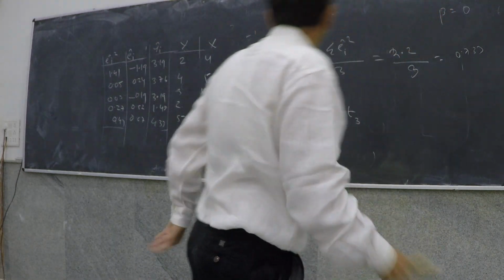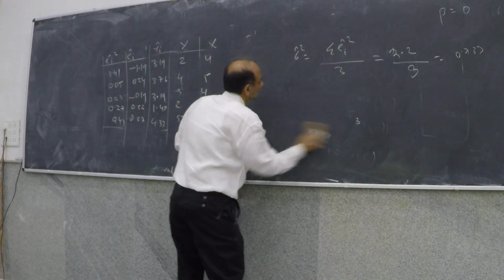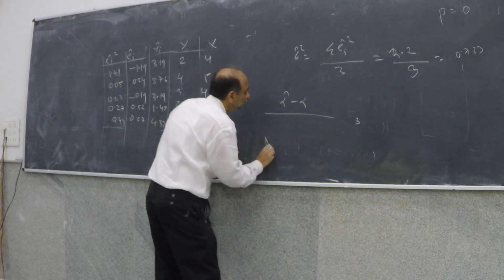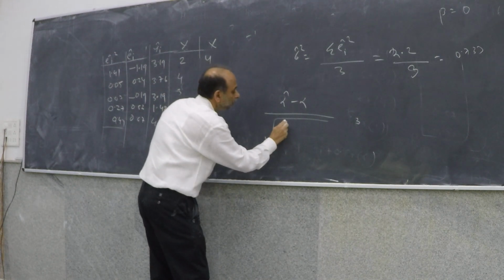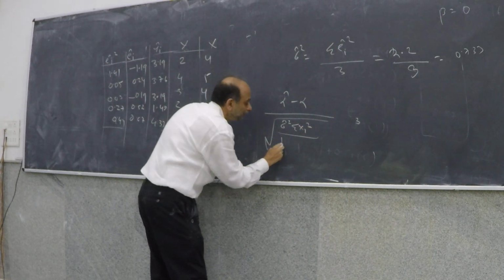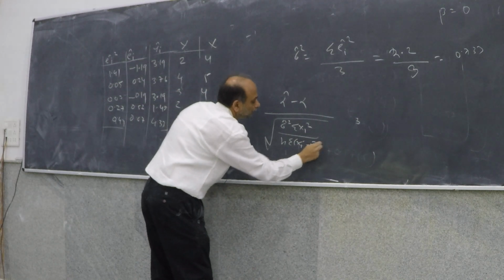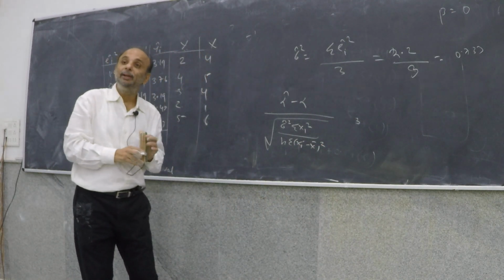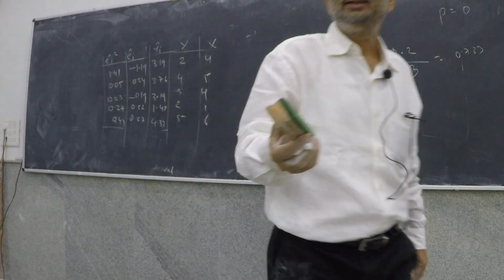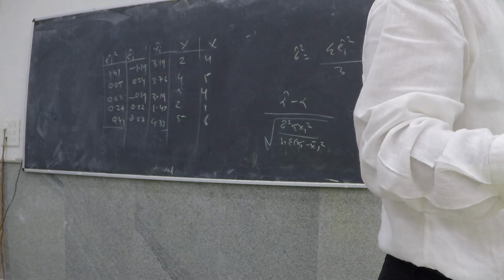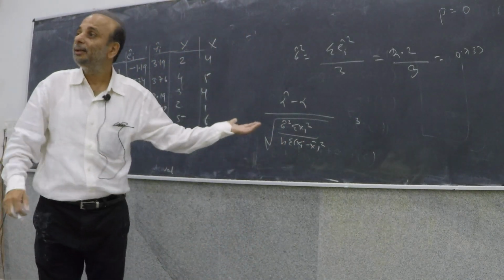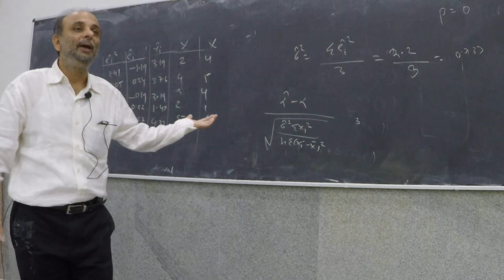For example, for alpha hat you will be testing the following: alpha hat minus alpha upon the square root of sigma hat square summation xi square. And this will again be a t distribution with n minus k degrees of freedom, because sigma hat square is based on n minus k degrees of freedom. Here in this case, n minus 2 degrees of freedom. So again you will compare with the t values.